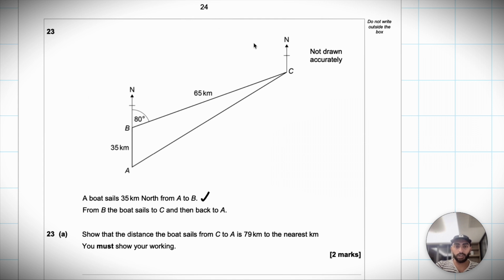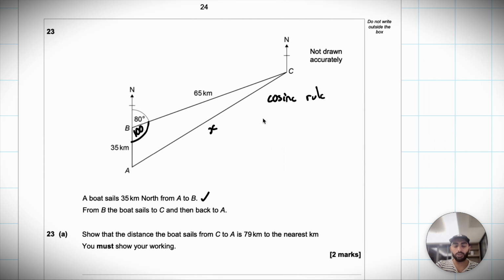What could I work out given this diagram? I can see that A to B and the north line is going to be a straight line. So this will be 180 take away 80, so that'll be 100 degrees. I'm trying to work out the length of AC, so I'll call that x. And I can see I've got 2 sides with an angle between them. So that means I'm going to be using my cosine rule.